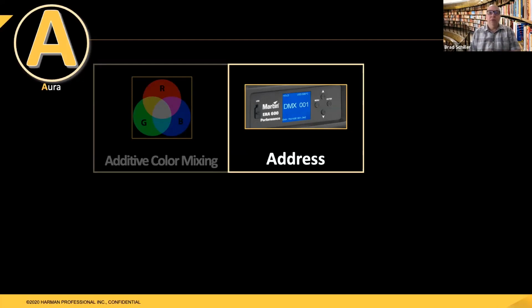And it can also include which universe it's on as well. It doesn't just have to be the exact DMX address. The address could be universe 5, DMX 47, and then that tells you where it lies on your DMX chain.